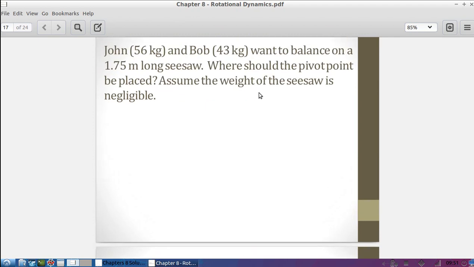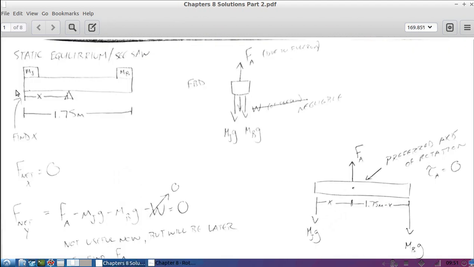Alright, so John and Bob are on either side. On the left side I put John, on the right side I put Bob. So they're on the ends, at fixed locations. We know the length of the seesaw is 1.75 meters. And our goal is to find where to put the fulcrum, where to put the pivot point on the seesaw so that the torques due to these two people cancel each other out.